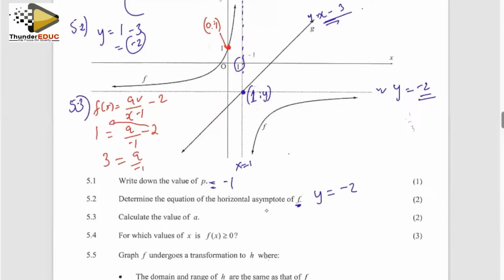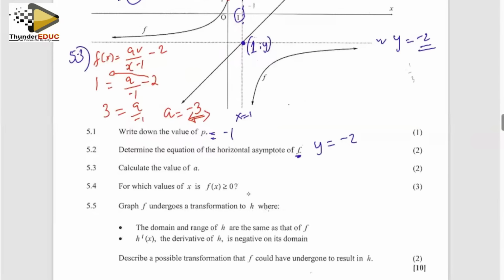Multiply both sides by negative 1, which means a is going to be negative 3. Beautiful. So we have the value of a. Then, for which values of x is f of x greater or equal to 0? For which values of x is f of x greater or equal to 0?